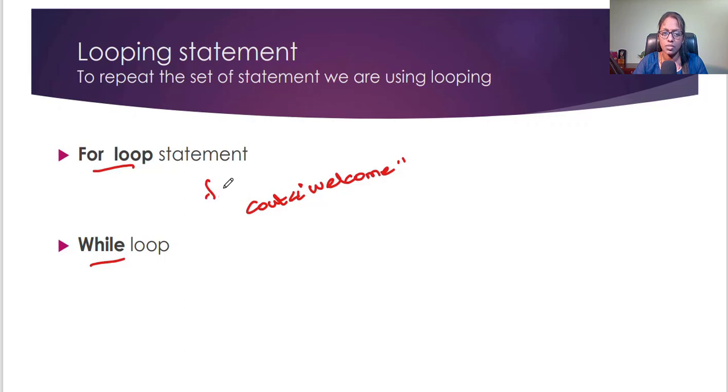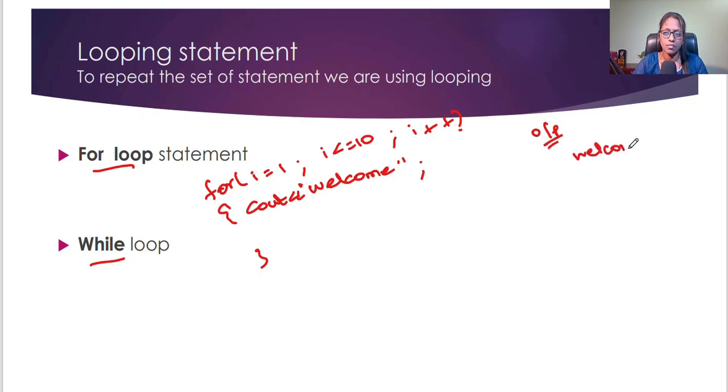The for loop statement is: for i equal to 1, this is the initialization part, then semicolon, and after the semicolon the condition, i less than or equal to 10. Until it becomes 10, I have to do this statement and i++. So cout welcome. If you give it like this, the output will be welcome printed 10 times. So up to 10 welcomes you can see, 1 to 10, right?